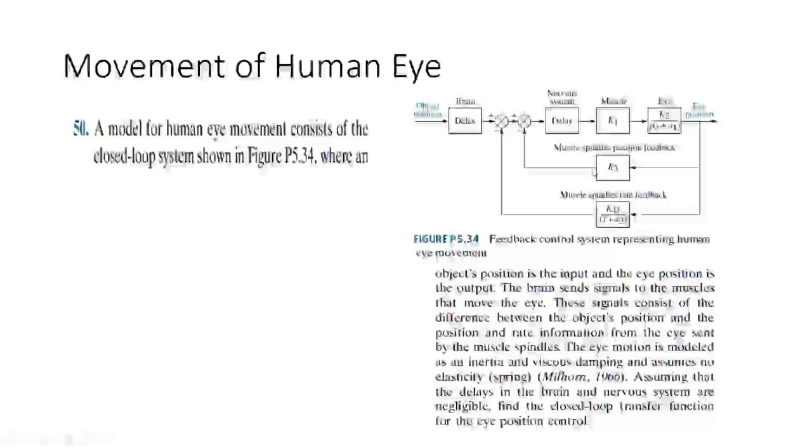So this gives information to the nervous system. This muscle spindle position feedback gives information to the nervous system, and this muscle spindle rate feedback gives information about the muscles. So this is our explanation of the movement of the human eye, and this is our closed loop diagram. I have explained what this closed loop system says and what it does.